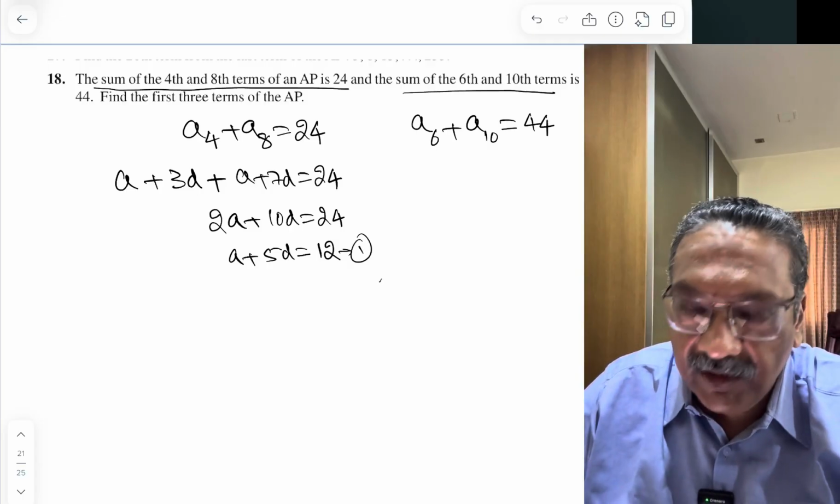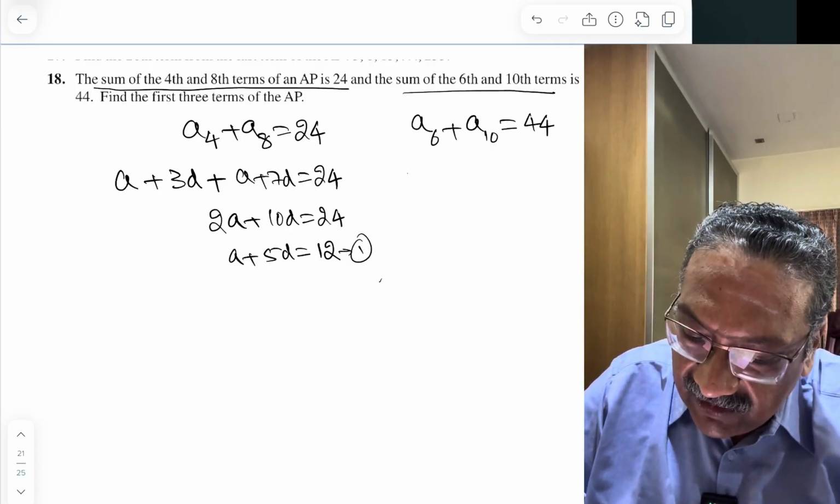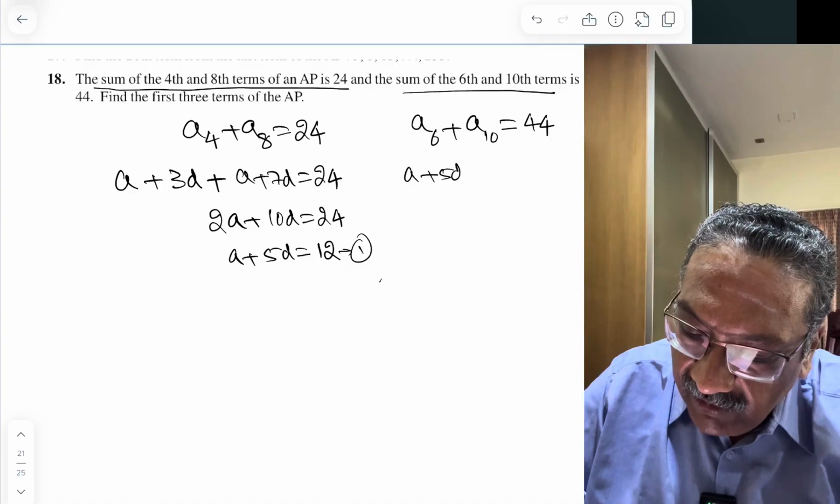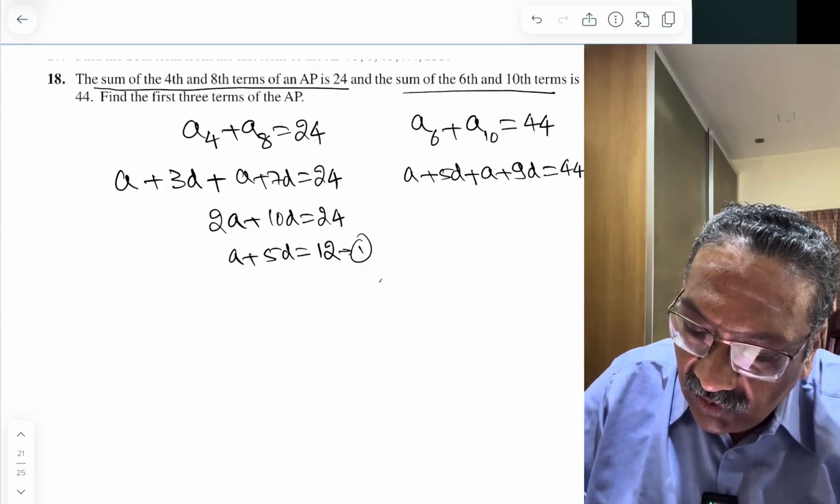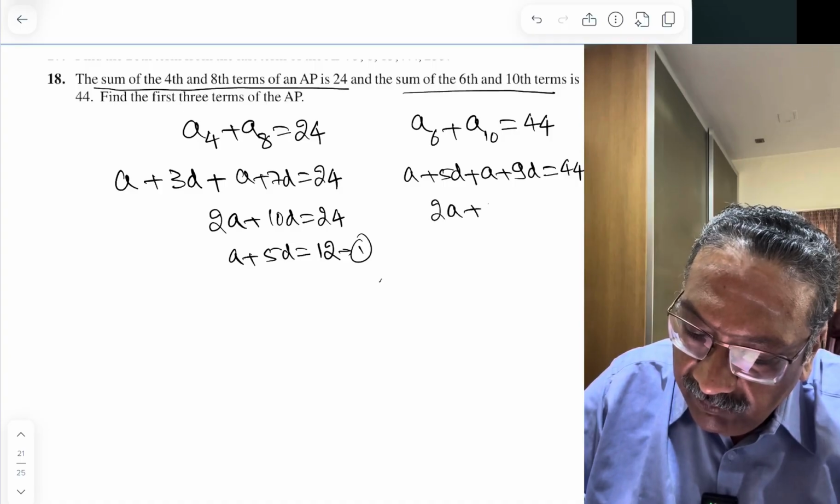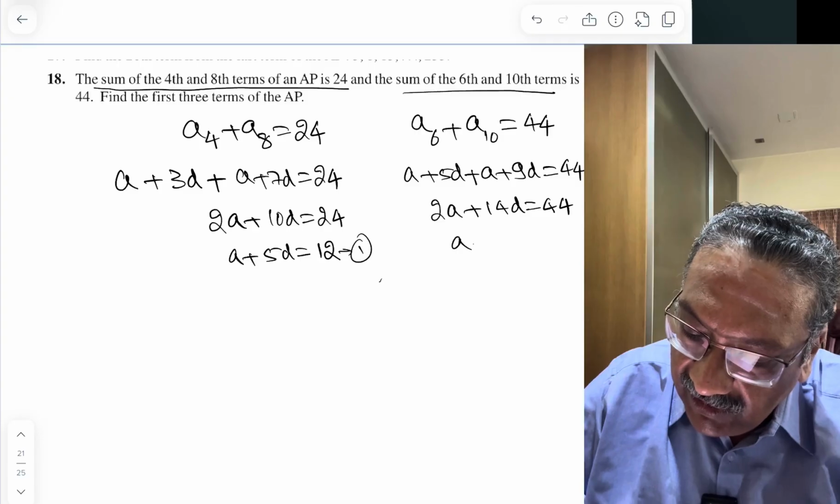Let us find the second equation. What is A6? A6 is A plus 5D, plus A10 is A plus 9D, is equal to 44. So 2A plus 9 plus 5 is 14D is 44. Here also we get A plus 7D is 22.